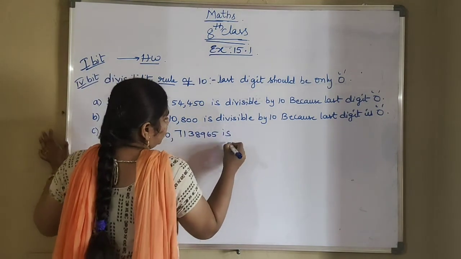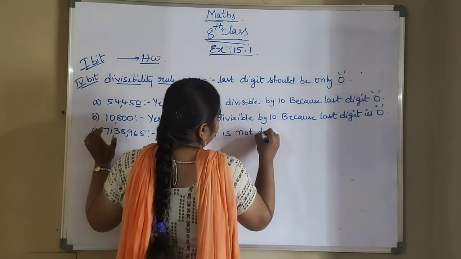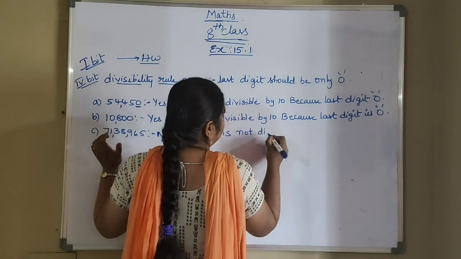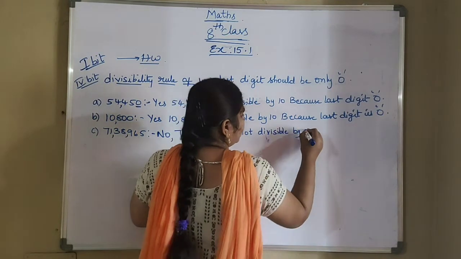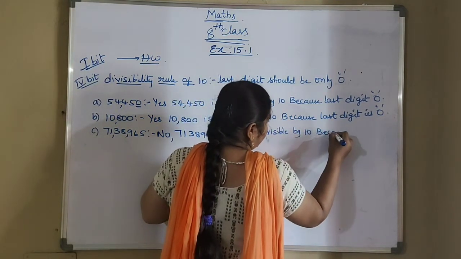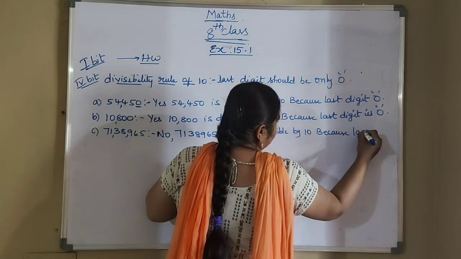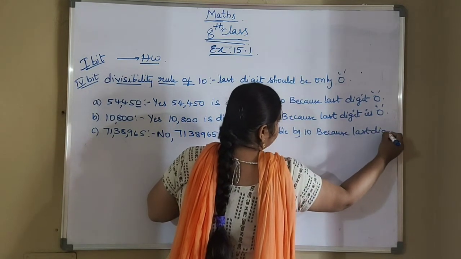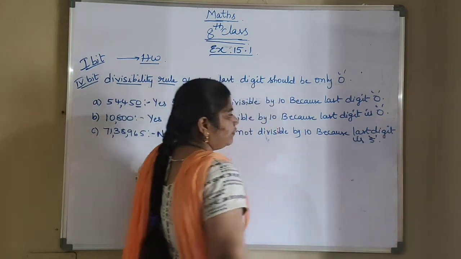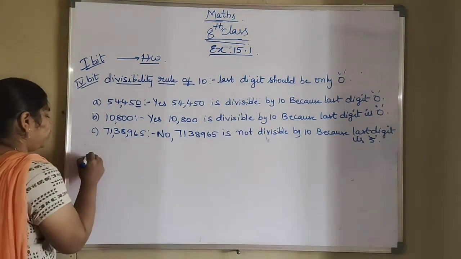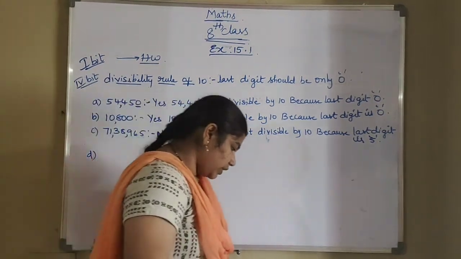71,38,965 is not divisible by 10 because the last digit is 5. Okay, so next bit. What is the next bit?